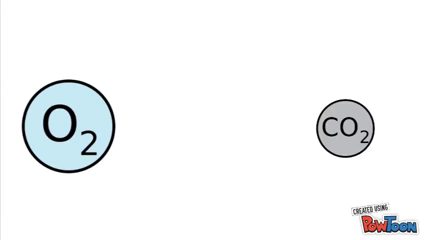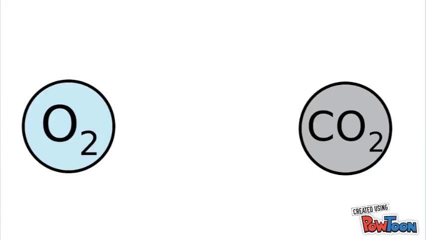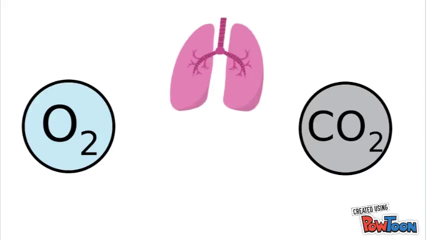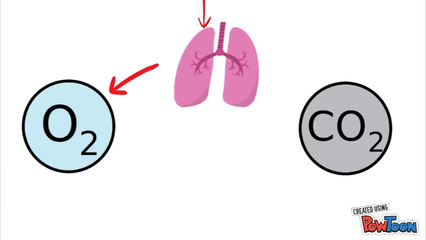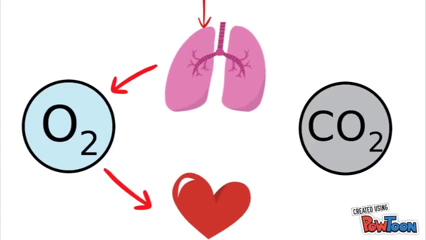O2 and CO2 are the gases involved in the respiratory system. O2 enters the lungs and moves across the alveoli into the blood capillaries and is brought through the blood to the heart. CO2 is brought from the heart back to the lungs and is expelled through exhalation.